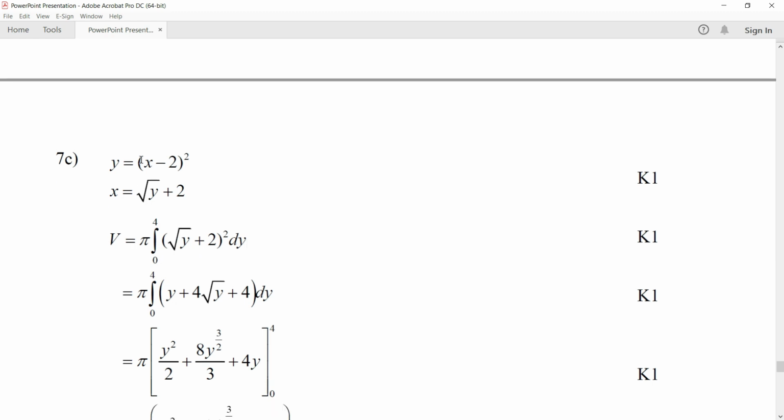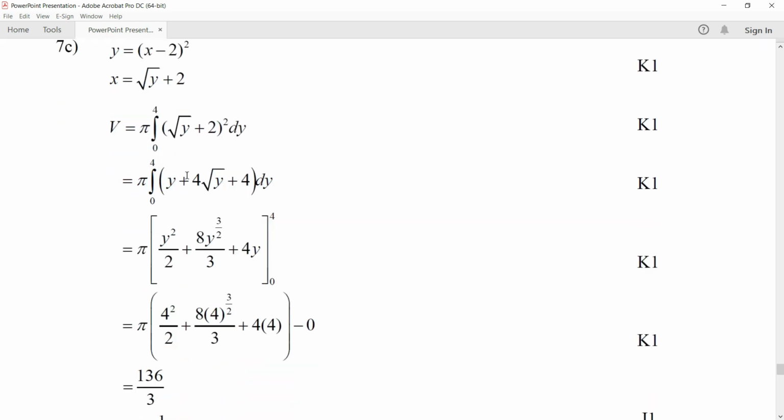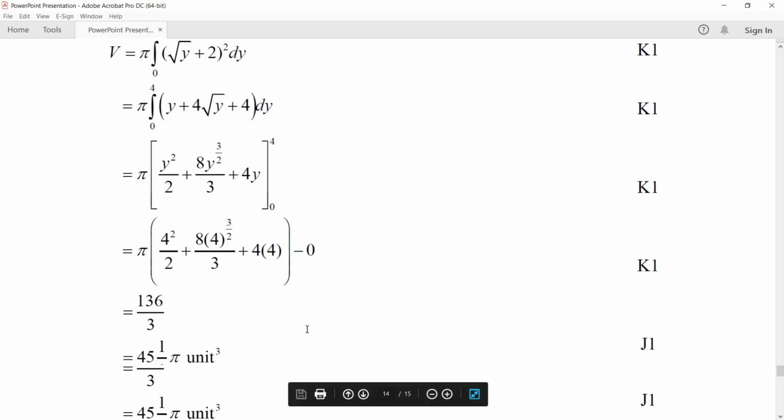So this is your equation, y equals to x minus 2 square. You have to rearrange so that you get x equal to something, or make x the subject of the formula. So this function squared, this y plus 2 you have to square it, with respect to y, the limits from 0 until 4, this is 1 mark. You change the equation from y to become x equal to something, this is 1 mark. You expand this integrand, you will get 1 mark. You integrate term by term, this is 1 mark. You put the limits from 0 until 4, you will get another mark.